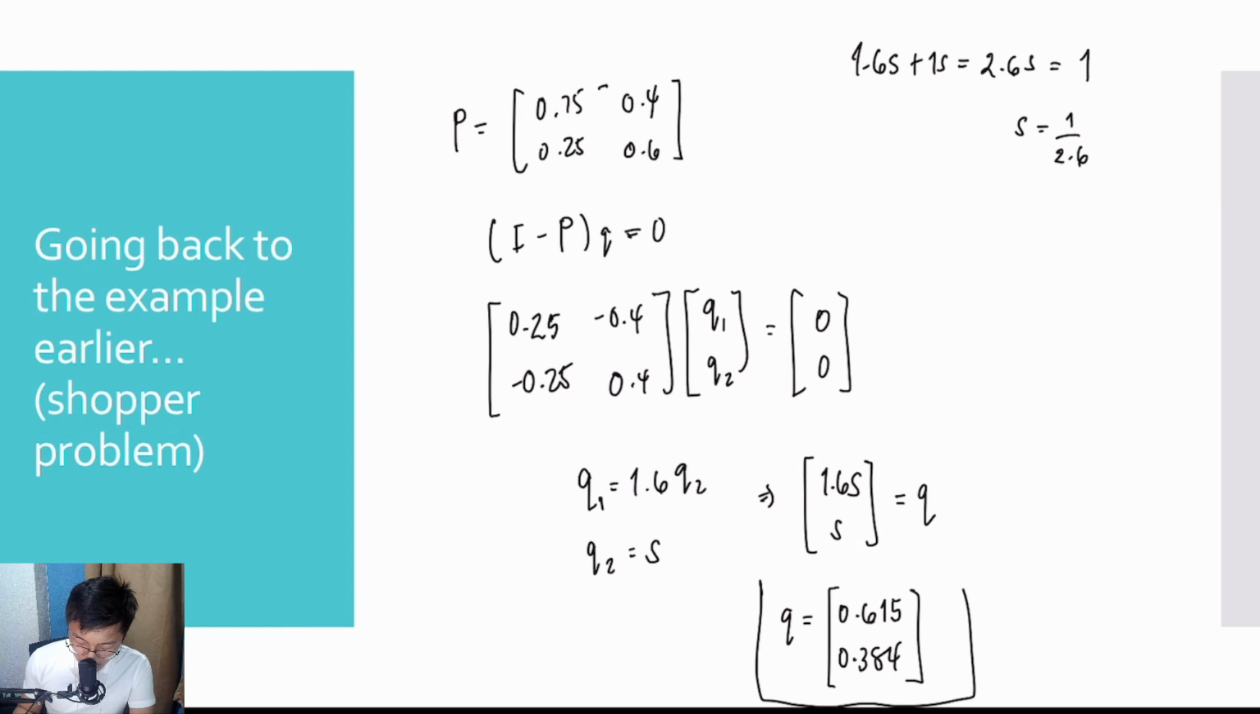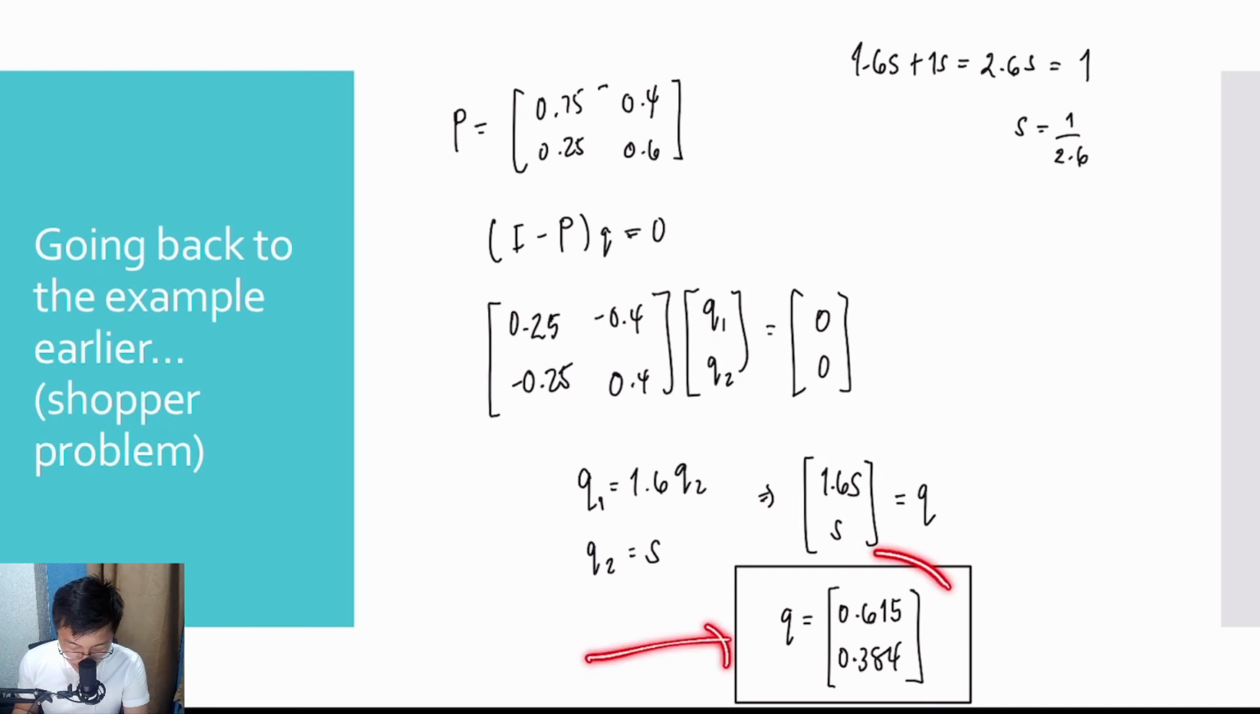So as we have observed, this is the vector that the state vector earlier stabilized to. So nagsastabilize yung value niya dito sa dalawang column at sa dalawang entries ng column vector na to. Okay? So that's the purpose of the steady state vector. We can predict saan magsastabilize yung values ng ating state vector. Alright. So that is for the shopper problem.